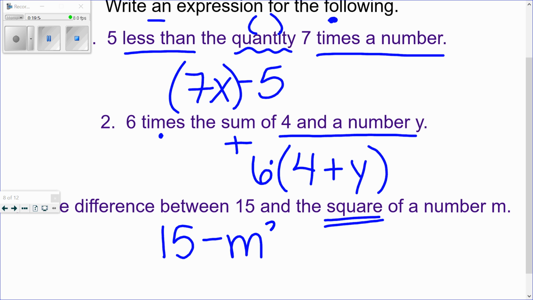Power of 2. And in this case, we are squaring m. If it said square root, that's where you would put that little square root symbol. Okay, but square means second power. Questions there? Okay, moving on.